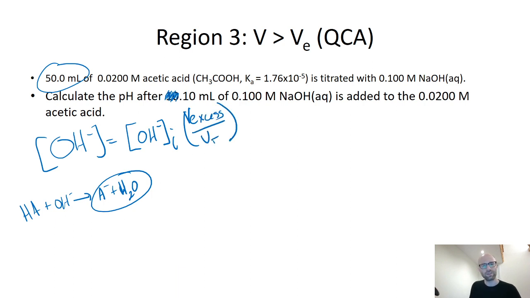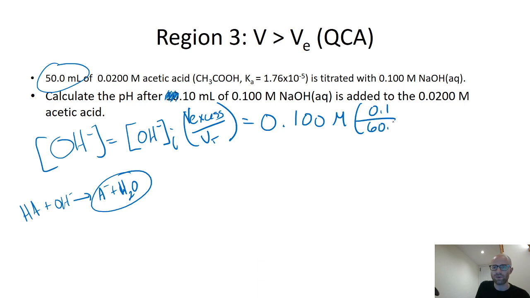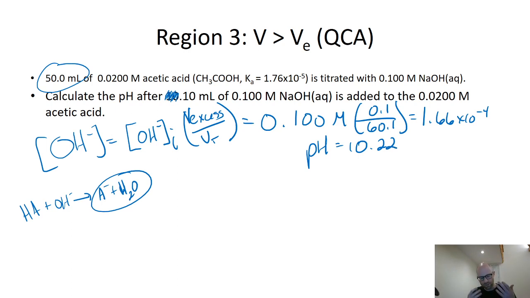The excess over the total, in this case, is 0.100 molar times 0.1 over 60.1. If you go through and check the math, we get the same 1.66 times 10 to the negative fourth, and your pH will still be 10.22. So again, go through this and watch through the steps.